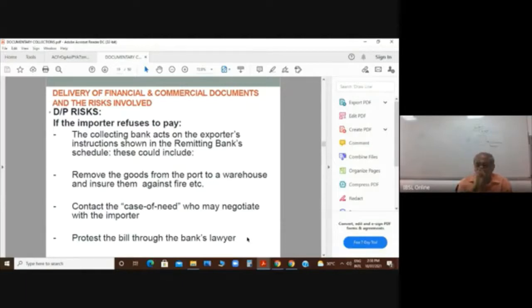DP risk: if the importer refuses to pay, the collecting bank acts on the exporter's instructions shown in the remitting bank schedule. These could include removing the goods from the port to a warehouse and insuring them against fire.